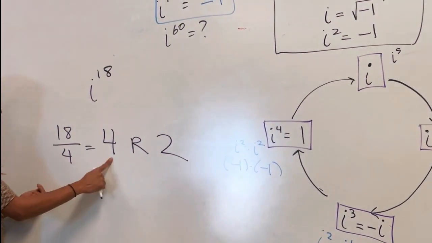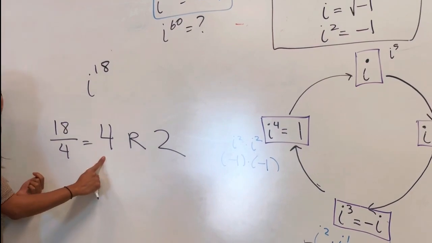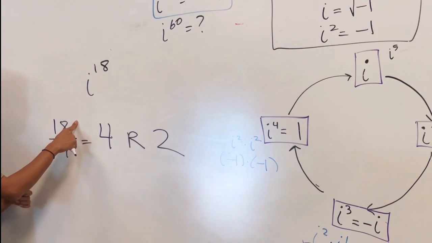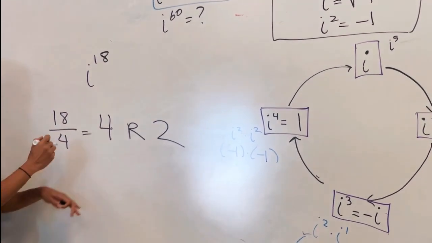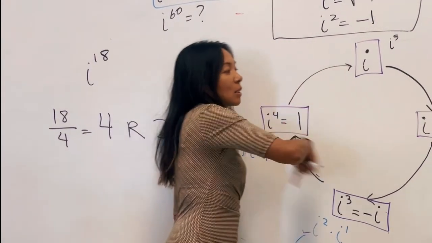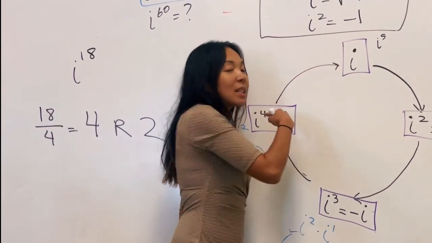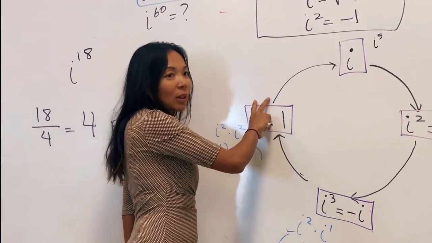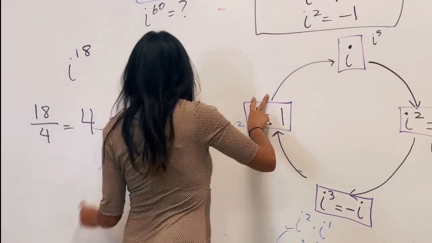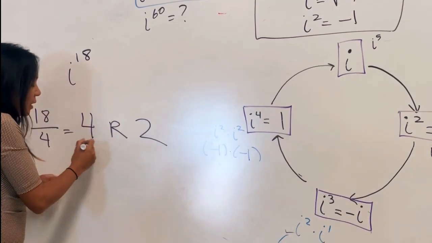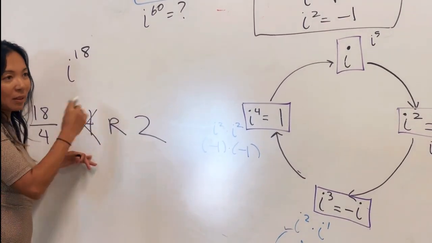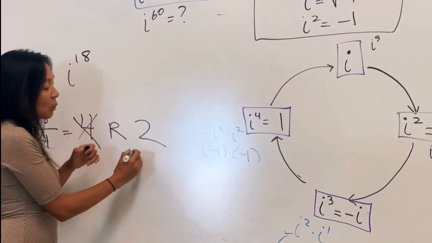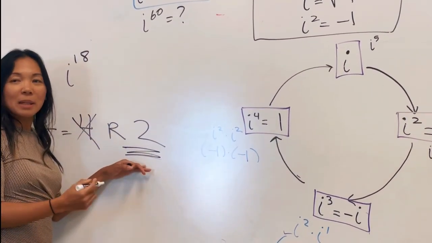And you can always check that. 4 times 4 gives me 16, and then I have to add 2 more to get me 18. So what this means is that I'm going to go around the circle 4 times. Once I complete the 4th round, I always end up here. This is where I end up whenever I complete a round. We don't care about that whole number. It just means you're going around the circle and you end up here, whatever the whole number is.